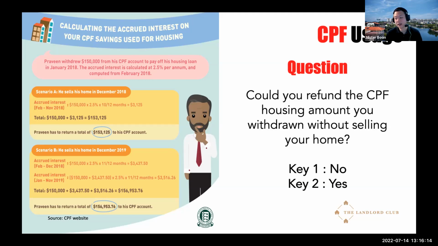That's not easy. But if you have used any CPF for installments or for the down payment, you actually can refund the CPF housing amount that you have withdrawn without selling the house. Nowadays CPF has done a good job in education, educating all the members that you do not need to sell. At any time you can just click the button and refund some of the money, or refund in full into your CPF account.